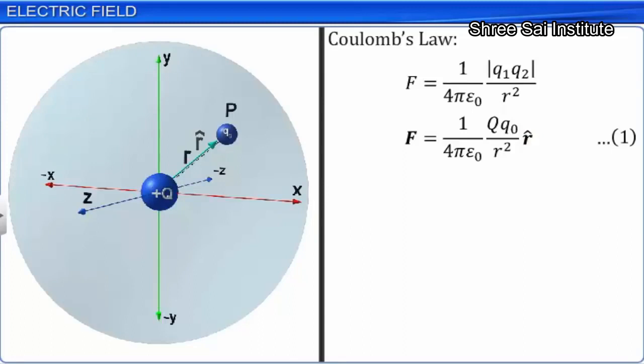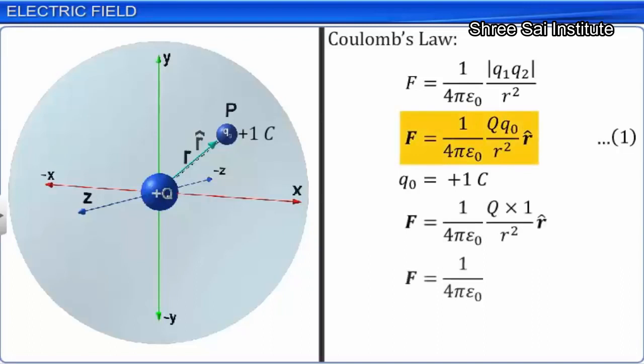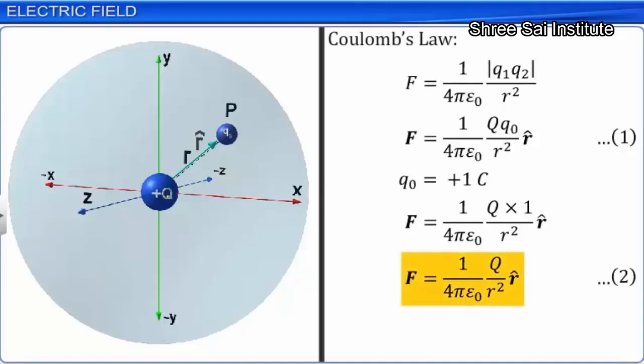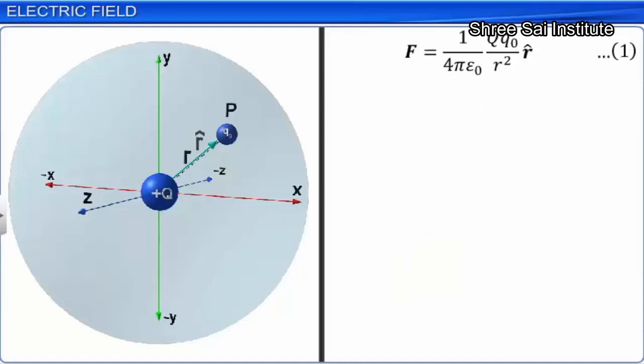Now, if q0 is a unit positive charge, that is, q0 is equal to plus 1 Coulomb, then the electrostatic force as denoted by equation 1 becomes 1 by 4 pi epsilon naught q by r square into r cap. Let this be equation 2. Equation 2 indicates the electric field strength or intensity of electric field E, which is the force on a unit positive charge acting at a particular point in the electric field. Therefore, the electric field strength due to charge q at point P is E equal to 1 by 4 pi epsilon naught q by r square into r cap. Let this be equation 3.